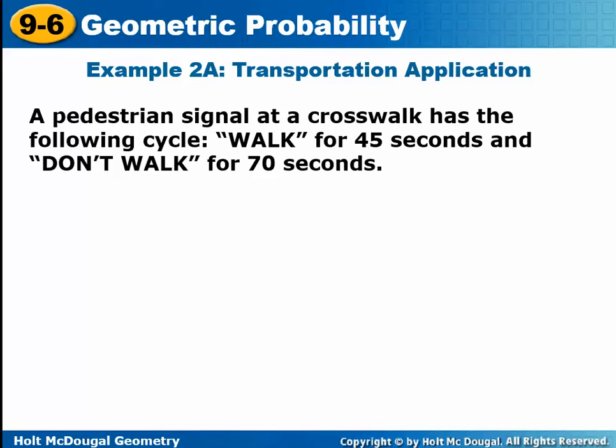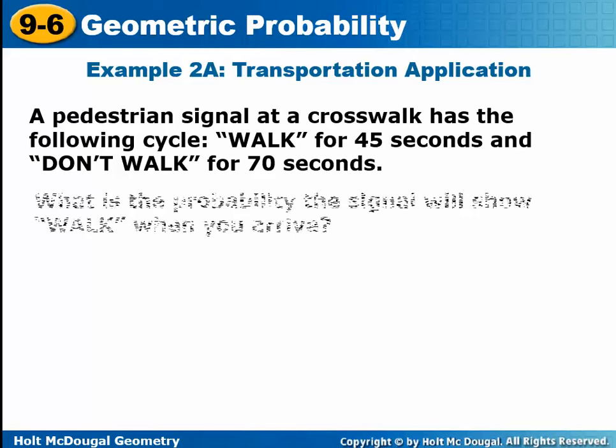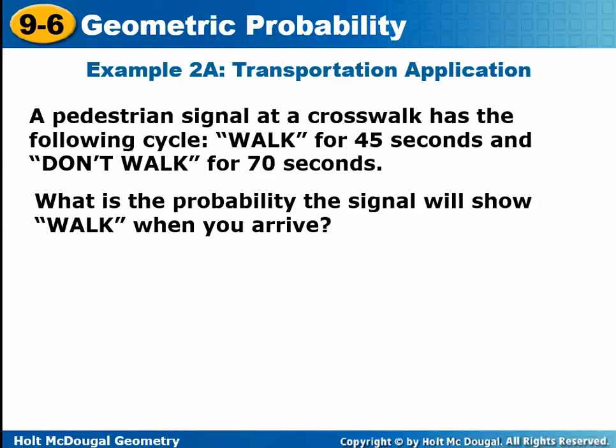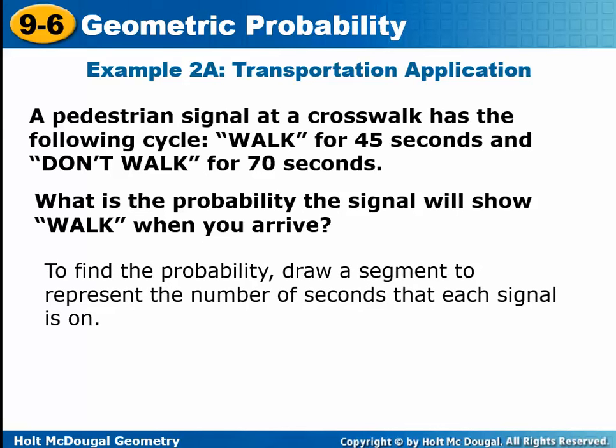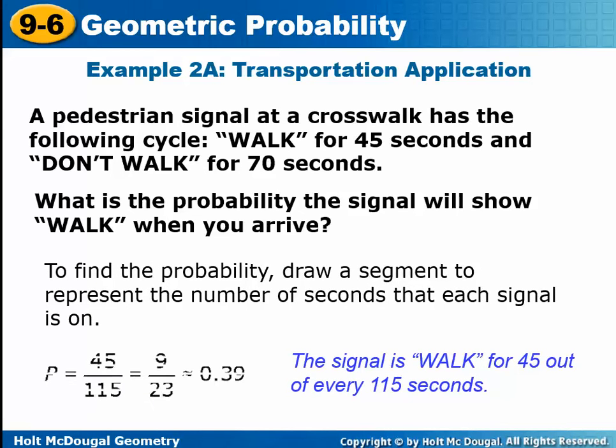All right, this is an application to what we just worked on. A pedestrian signal at a crosswalk has the following cycle: walk for 45, don't walk for 70. What is the probability the signal will show walk when you arrive? So you could draw a segment to show the 45 and the 70. So here's our 45, here's our 70. So the whole segment is 45 plus 70, or 115.